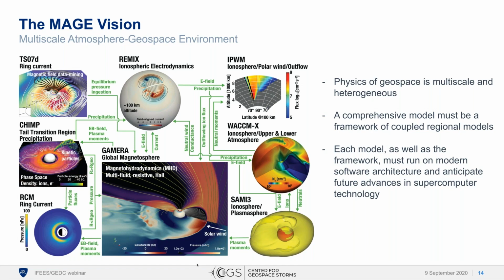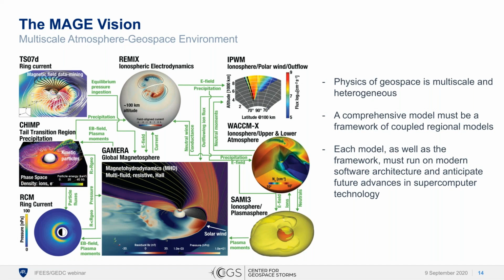And so any comprehensive model of a storm time geospace is actually a framework of coupled regional models. So what you see here is a lot of different models that different groups work on that we make interface with each other and sort of work with each other seamlessly. And not only do you need to couple them, you need to make them all together as a coupled framework run on modern software architectures and even anticipate future advances in supercomputer technology, which is changing constantly.